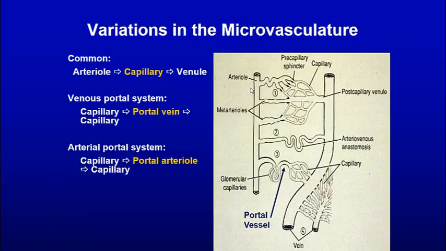So the variation in microvasculature, as we talked about before, the common one is arterial, capillary, venule. That's your common thing. In a portal vessel, you have two capillary networks, 1, 2, and you have a portal vessel in between. That portal vessel could be a venous one, like the hepatic portal system, or it could be an arterial one, or portal arteriole, like here. The afferent and efferent arterioles are a portal arteriole, as opposed to a portal vein that we see.